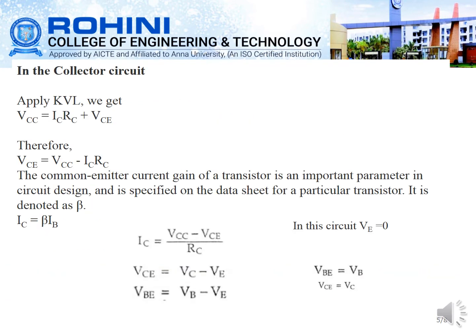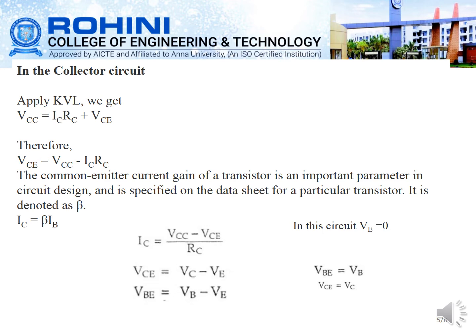If we apply KVL along the collector side, VCC = IC RC + VCE. From this we can find the VCE value, which is VCC - IC RC. The common emitter current gain of the transistor, in the CE configuration, is a very important parameter. It is given in the data sheet of the particular transistor, and we denote it as beta.